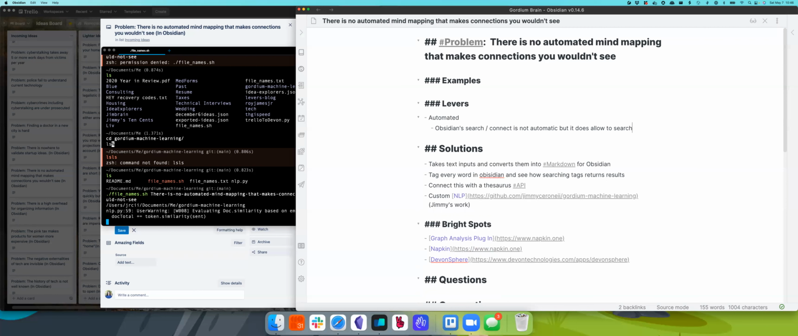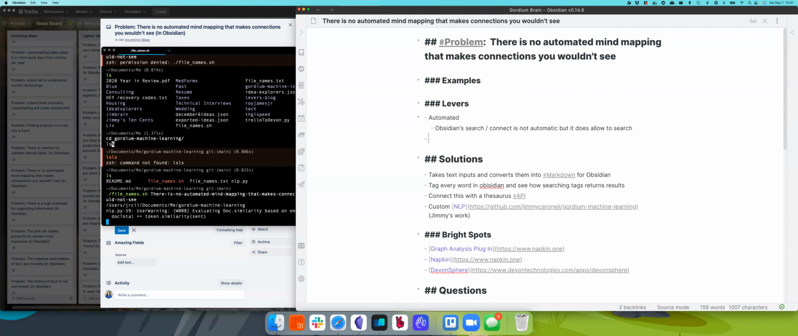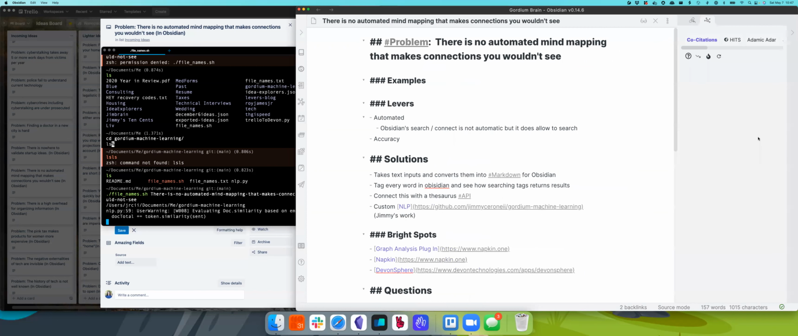I think thinking about the levers, going back to those, there's automation, and there's accuracy. How accurate is this? Some of these, like the graph analysis plugin, are super easy, automated, but not accurate at all. They require a ton of human input to really think through things.